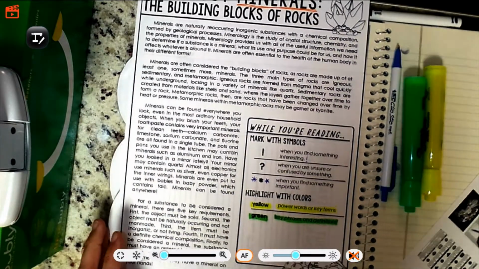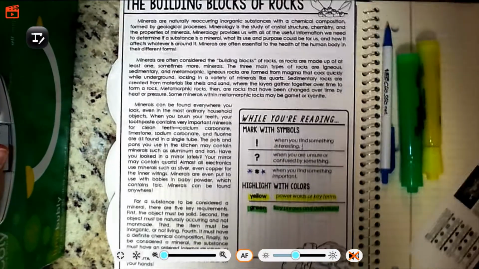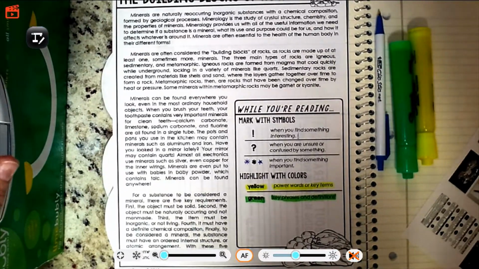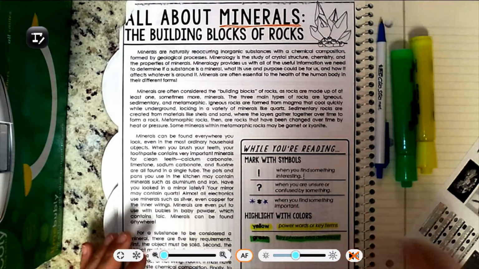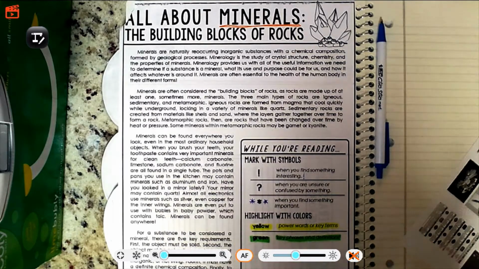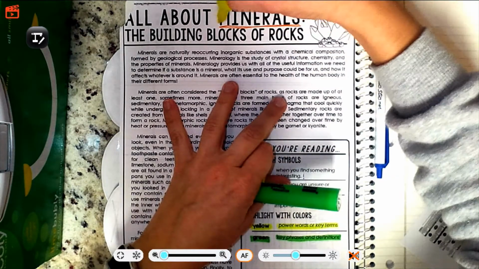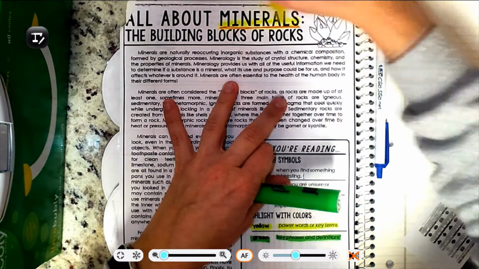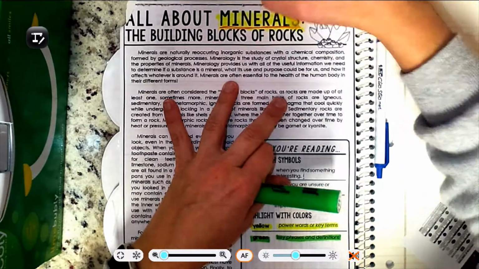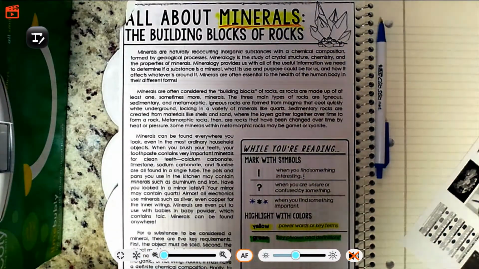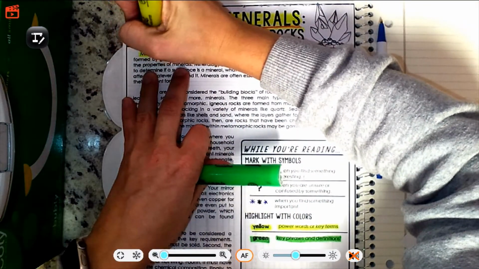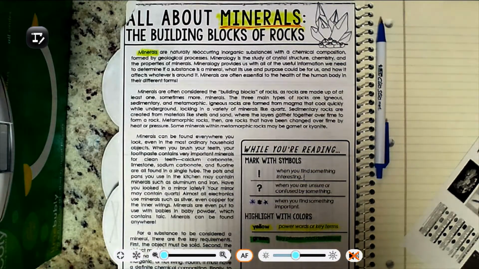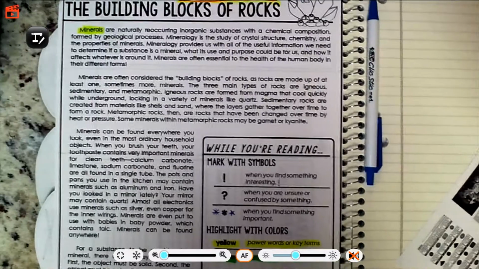And let's get this guy started. Okay, so all about minerals. So minerals is a key term or power word. So you can underline it in the color you have, or you can highlight it in yellow. So minerals, we're going to highlight minerals every time we see it. Minerals are naturally reoccurring. That means they keep coming back. Let's zoom in on that. It's going to be hard to follow along.